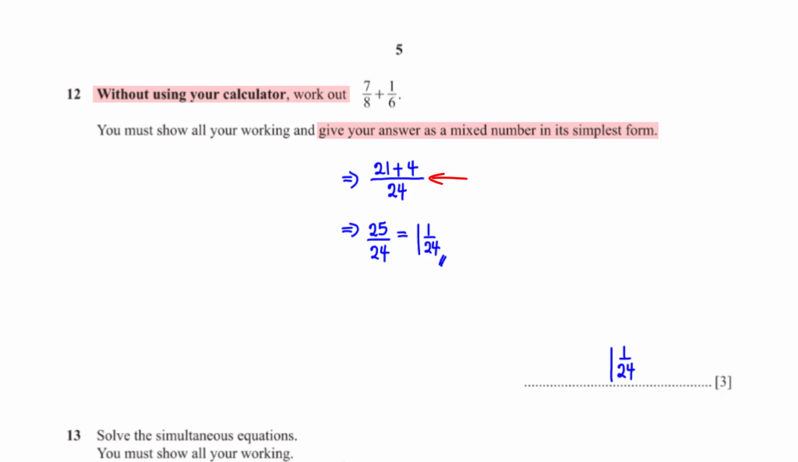For 1 over 6, since we multiply the denominator, which is 6, by 4 to get the LCM, we also need to multiply the numerator by 4. So 1 times 4 gives us 4. So now 21 plus 4 gives us 25. 25 over 24 is an improper fraction, so we need to convert it into a mixed fraction. 24 goes into 25 one time with a remainder of 1, which we divide by 24. So we have 1 over 24.